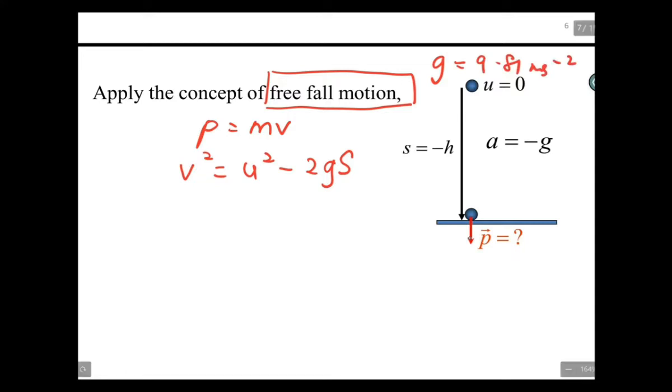Masa sekolah menengah kita belajar 10.0 meter per second squared. So untuk matrikulasi kita akan guna G is equal to 9.81 meter per second squared. Okay, so U is 0, and 2, G kita adalah 9.81 times dengan displacement kita adalah negative 1.